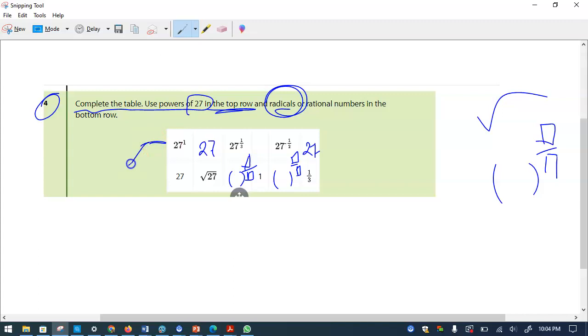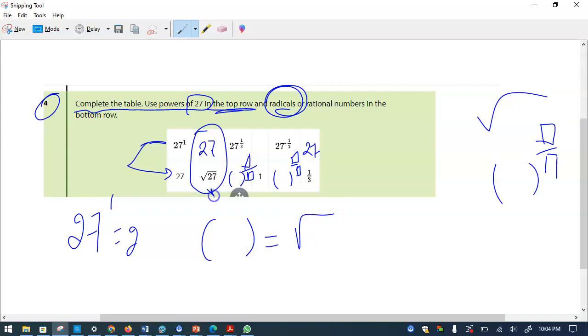The first one is already an example, which is 27 raised to 1 is 27. The second one, the bottom is square root of 27. So by the definition of square root, we can always write this as 27 raised to half because there's a 2 here. So that means this is how it is.